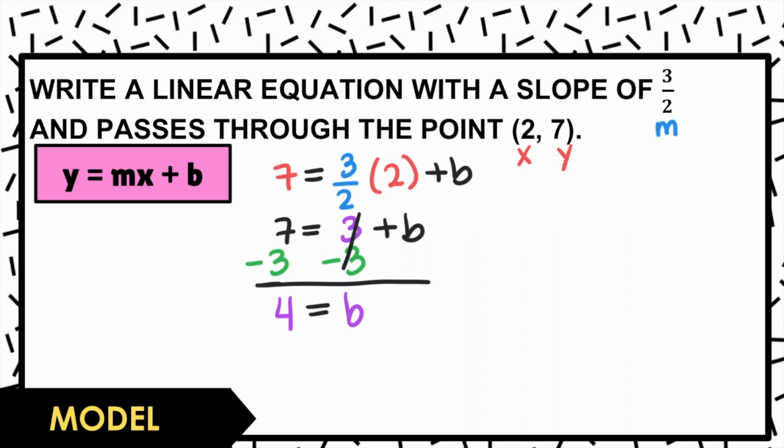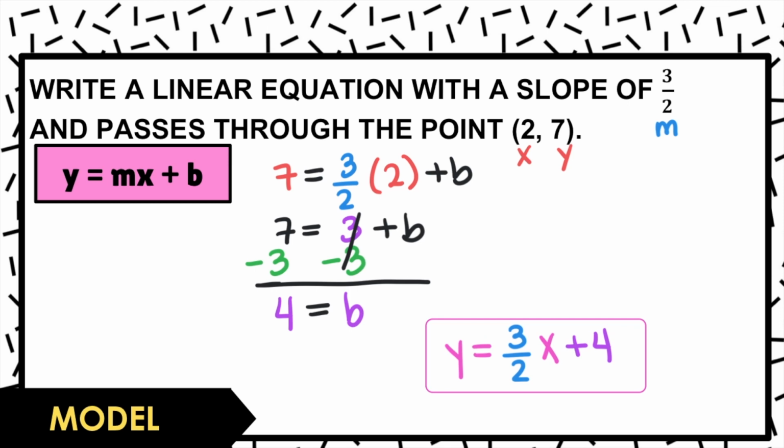So now that we've calculated the y-intercept, we can go ahead and put together our equation in slope-intercept form. So we'll go ahead and say y equals, we know what the slope is, which is 3/2. Plug in our variable x, and then add our y-intercept, plus 4. So we have our equation of the line that has a slope of 3/2 and passes through the point (2, 7).